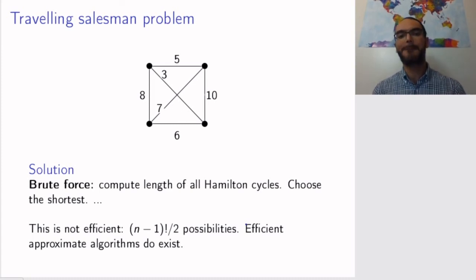There are efficient approximate algorithms that give you approximately the shortest path with some error. You can look at that if you're interested. But the purpose of bringing up this problem is just showing you that Hamiltonian cycles and Hamiltonian graphs have an application, and this is probably one of the most famous graph theory related applications there is.